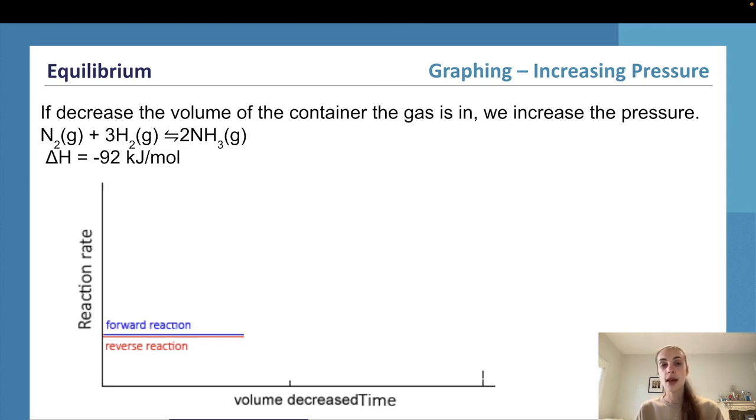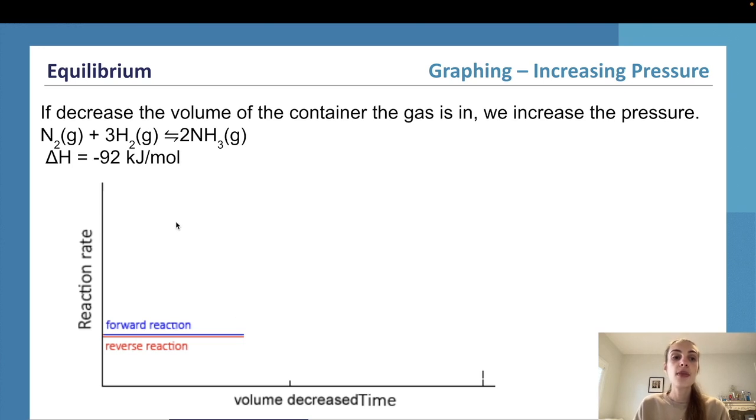So we can do an example with this here, where we consider the effect of changing the pressure of the system and how that's going to affect our equilibrium graph. So we can see that the forward reaction and the reverse reaction are initially starting off at equilibrium, but then what we're doing is we're going to decrease the volume of the container that the gas is in. And so by decreasing the volume, that is compressing it down and increasing the pressure.